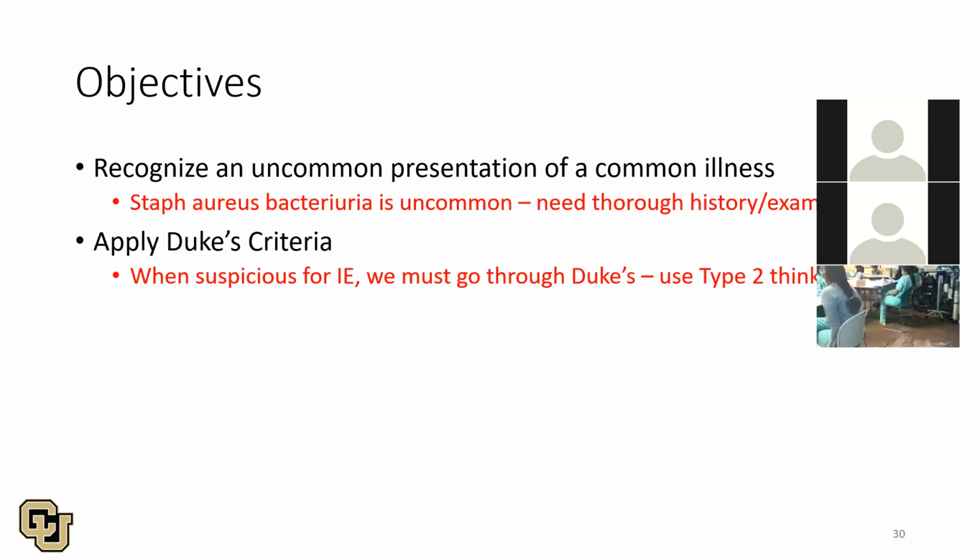We talked about Duke's criteria, and so just remember that when you're suspicious for infective endocarditis, it's your job to reject each of these criteria, so you have to think about it thoroughly and use some of your type 2 thinking to make appropriate decisions.